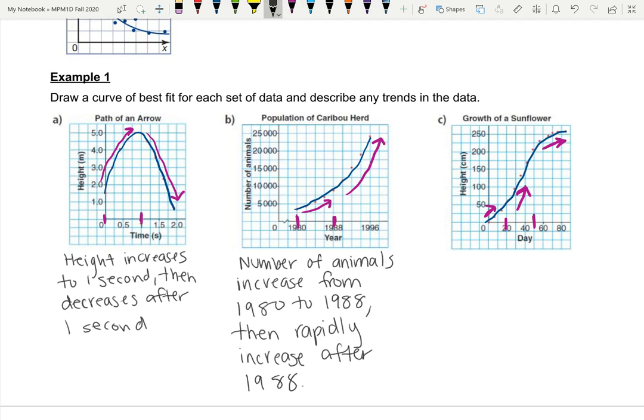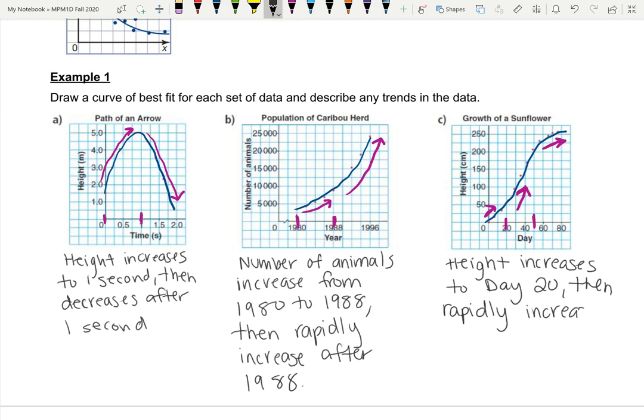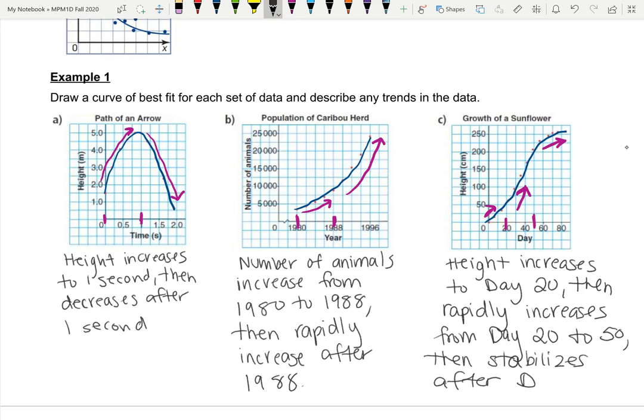Okay, so height increases to day 20, then rapidly increases from day 20 to 50, then stabilizes after day 50.